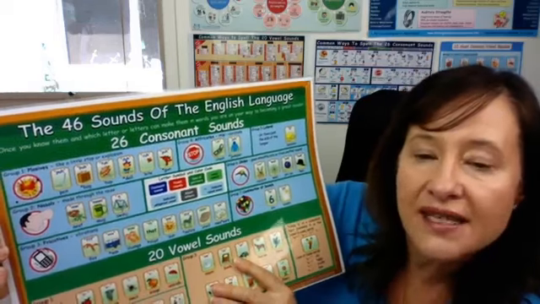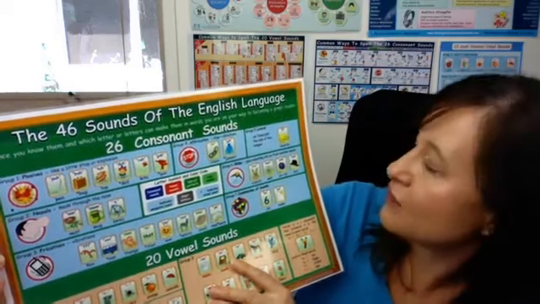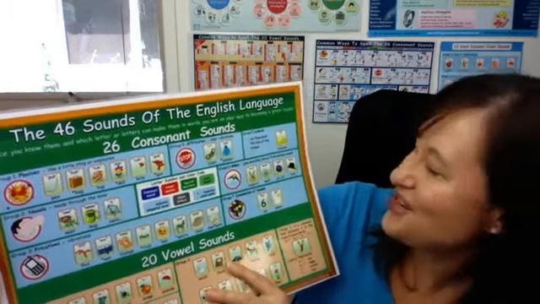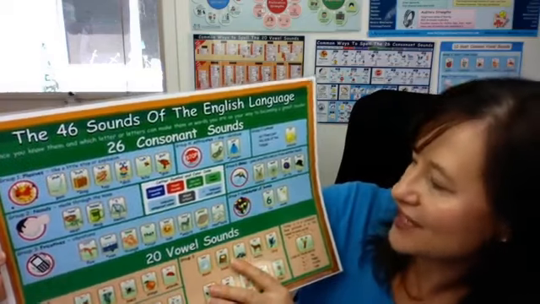Group 6 are glides. And exactly as they sound, the sound glides out of your mouth. So r for rabbit, w for web, y for yo-yo, and h for hat. It's a bit of a glide, soft sound.